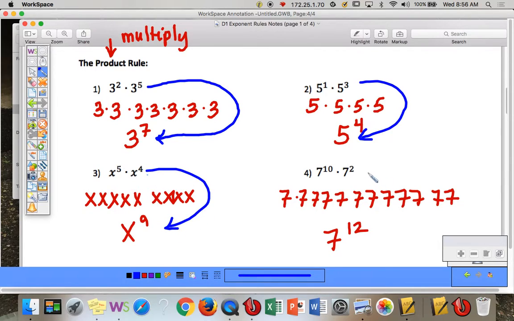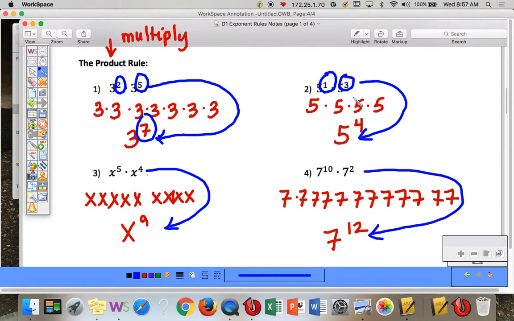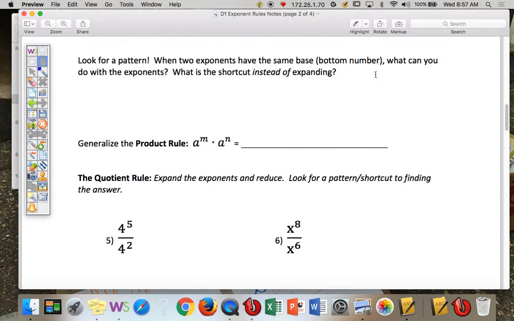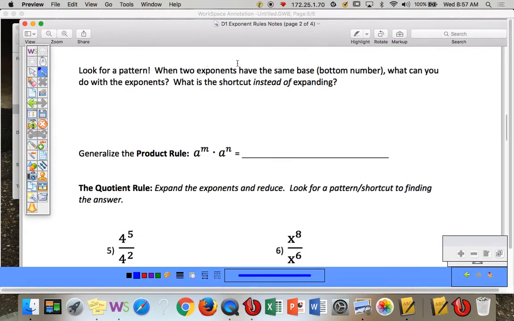What is the pattern? Now, if you notice that they have the same base, if we look at the exponents, we can add them to get the answer. 2 plus 5 is 7. 1 plus 3 is 4. 5 plus 4 is 9. And 10 plus 2 is 12. So let's generalize this rule. Look for a pattern. When 2 exponents have the same base, or the bottom number, what can you do with the exponents? What's the shortcut instead of expanding? Well, you can add the exponents.